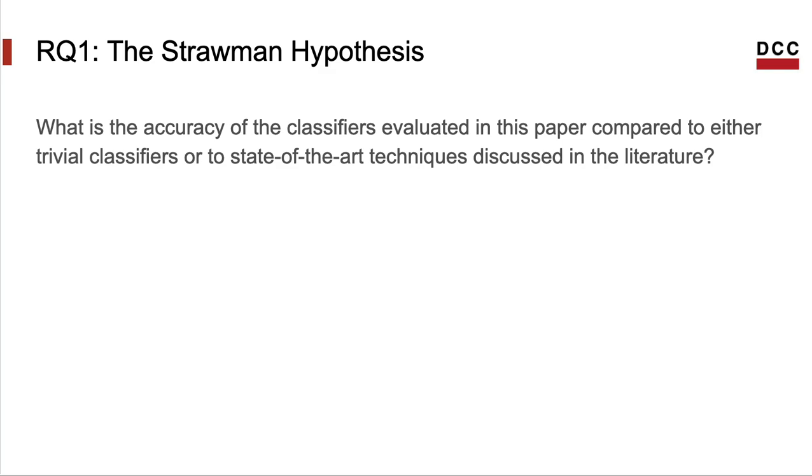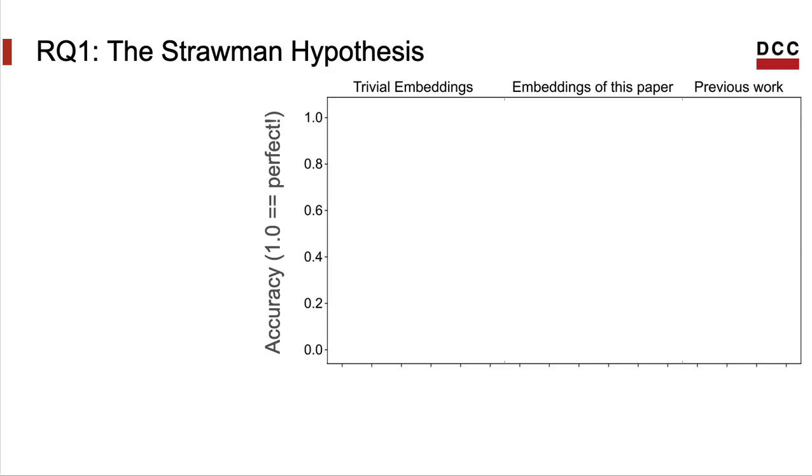For instance, what's the accuracy of the classifiers evaluated in this paper compared to either trivial classifiers or state-of-the-art binary similarity tools? Let me answer this question by comparing the accuracy of these tools. Accuracy is the number of hits divided by the number of challenges. So 1 means a perfect game for the classifier.